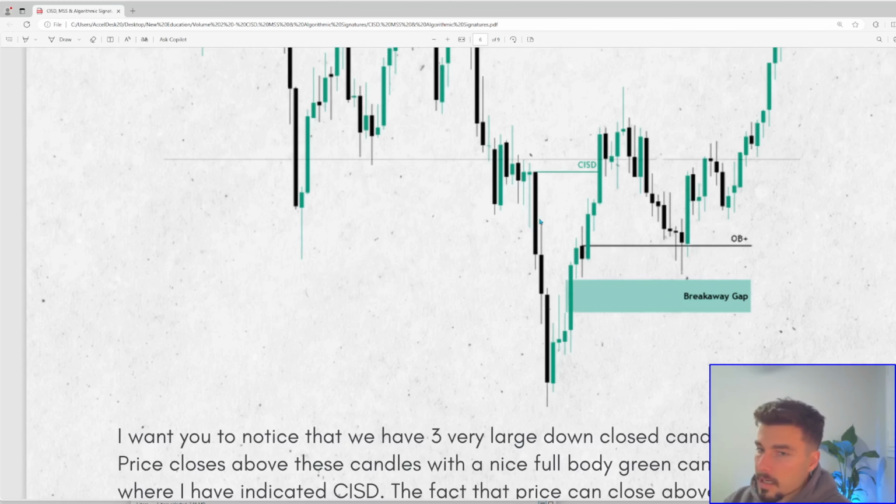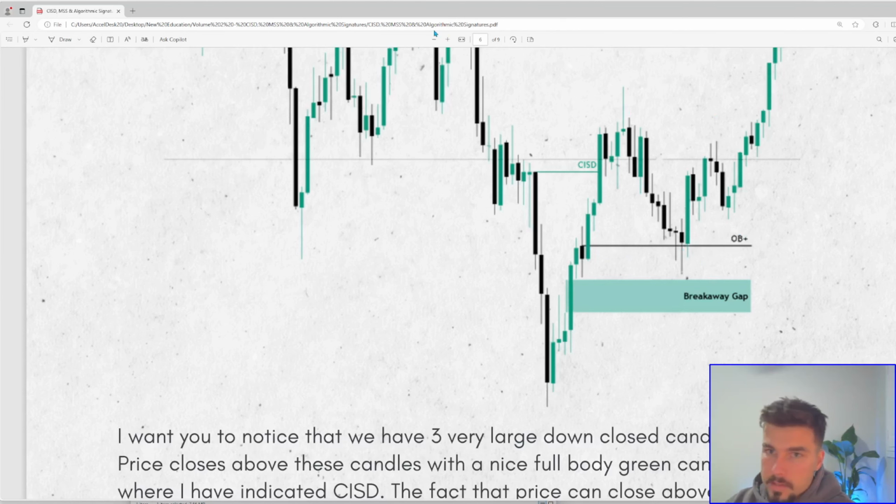What I want you guys to see again is this down close candle, this down close candle, there's three. They're quite large, right? The fact that we can break above this down close candle with some displacement indicates to me that price may want to seek higher prices. It may want to reverse or retrace. It's really important to keep in mind. And what you notice here is that price digs back down into this order block perfectly.